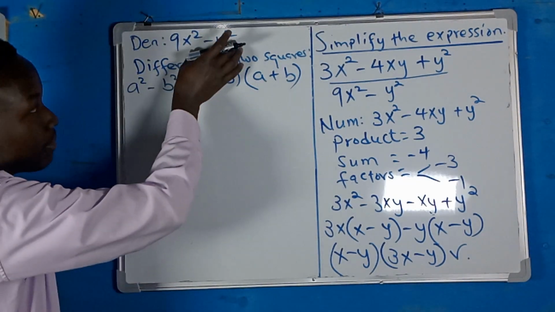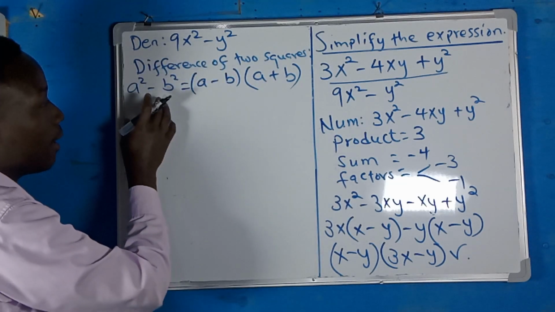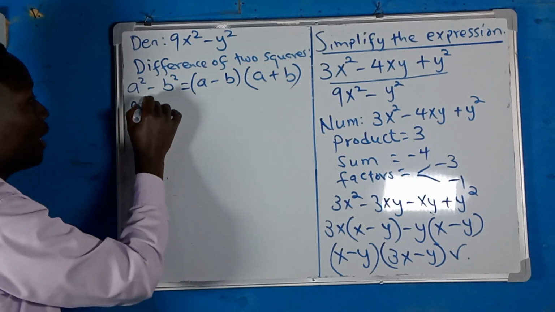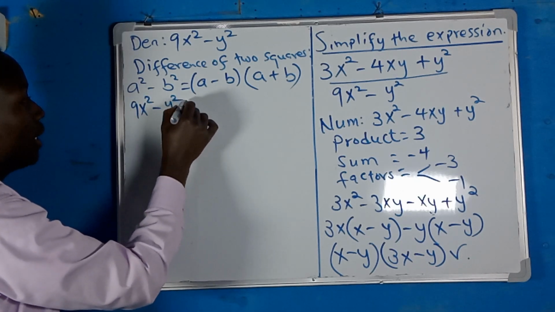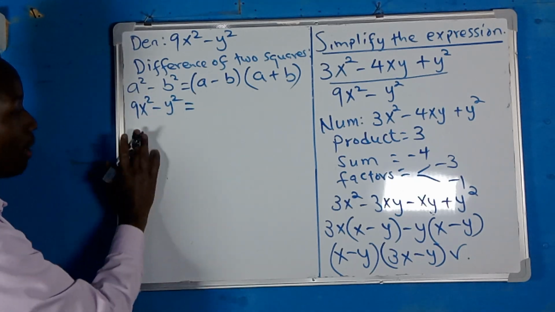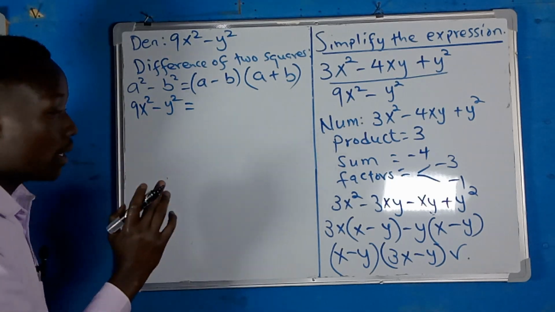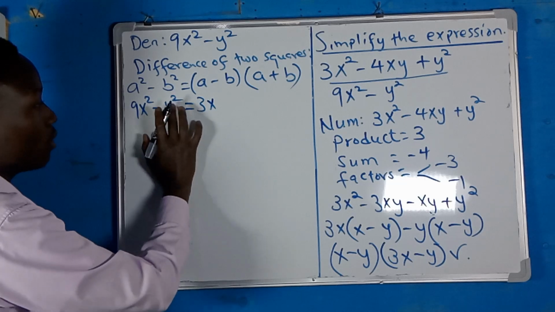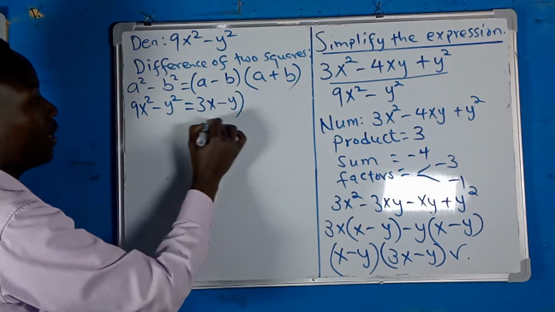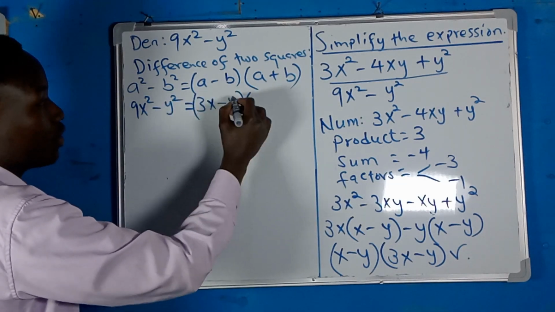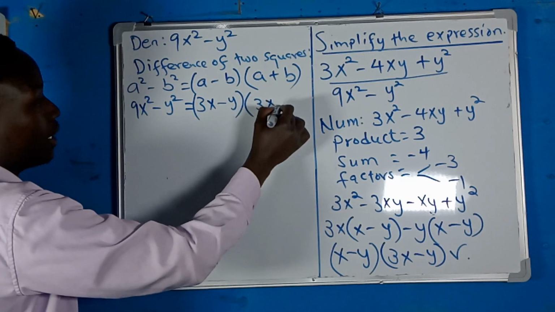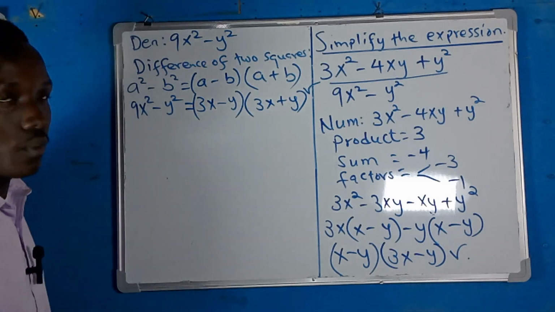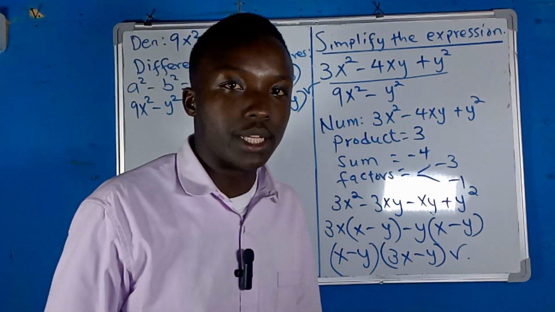Since our expression conforms to this law, 9x squared minus y squared is a perfect square, and a perfect square always has a perfect root. So the square root of 9x squared will be 3x. The square root of y squared will be y. Then we multiply it with its conjugate, that is 3x plus y. By doing that, we have already simplified our denominator.